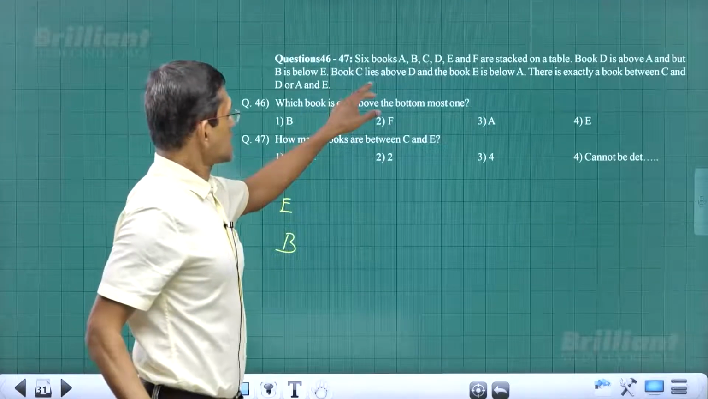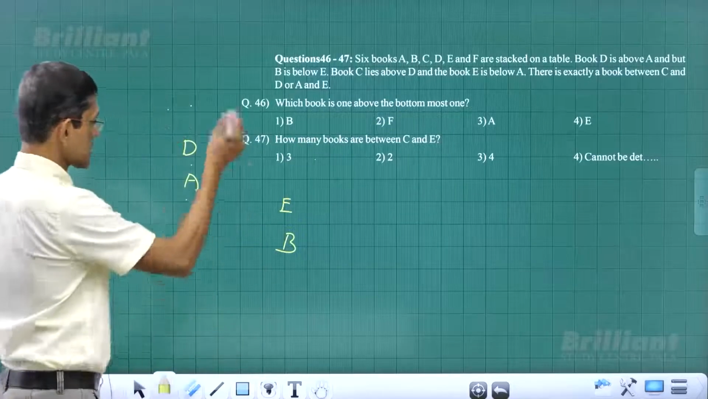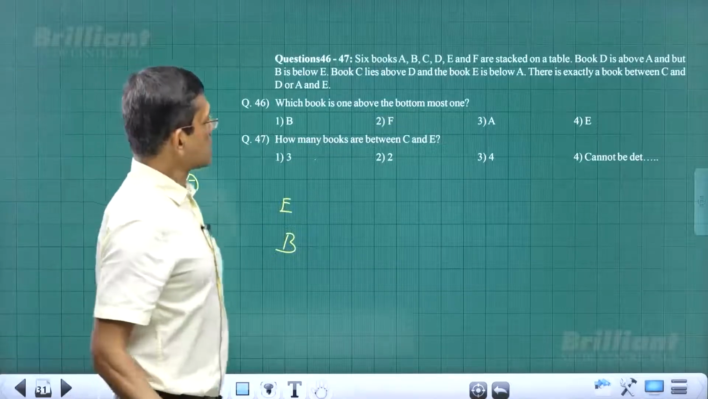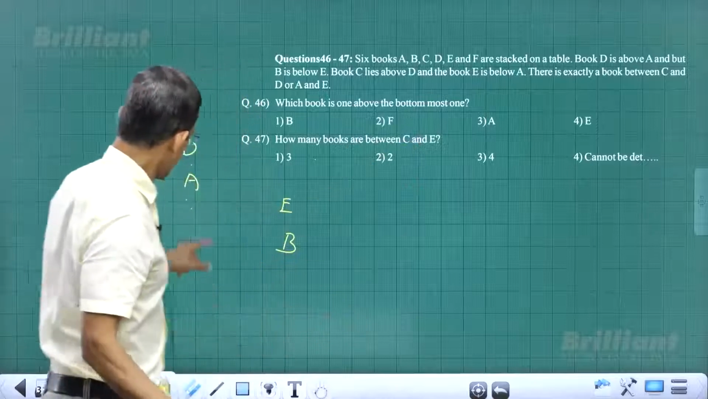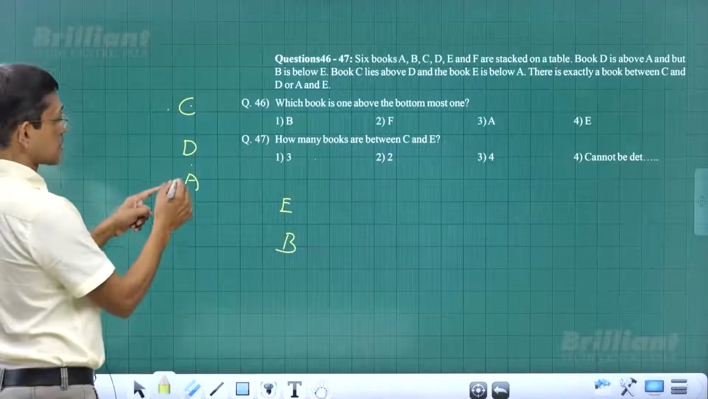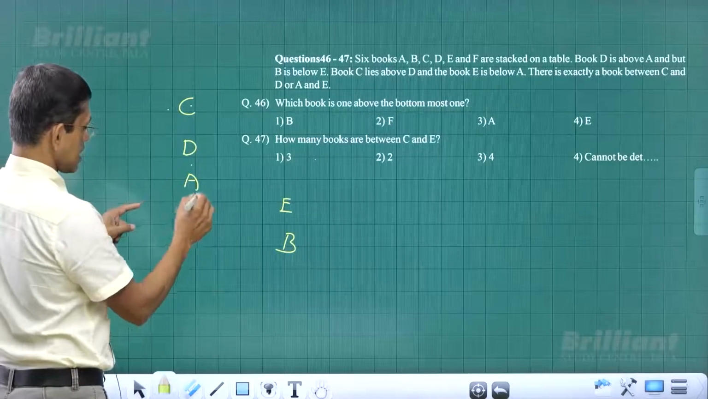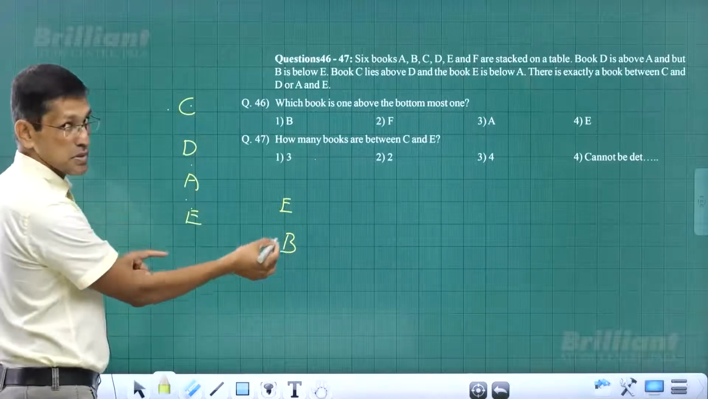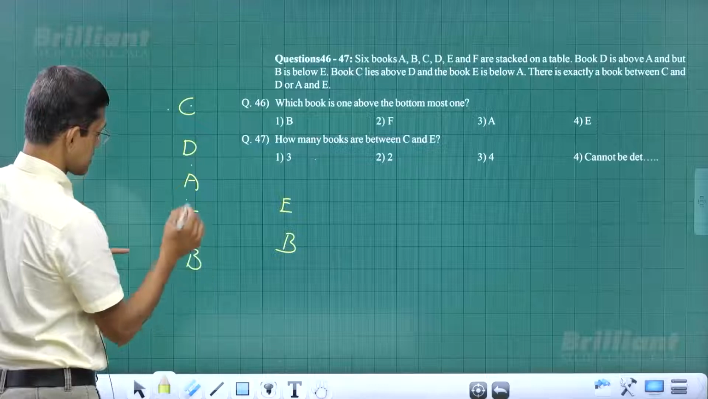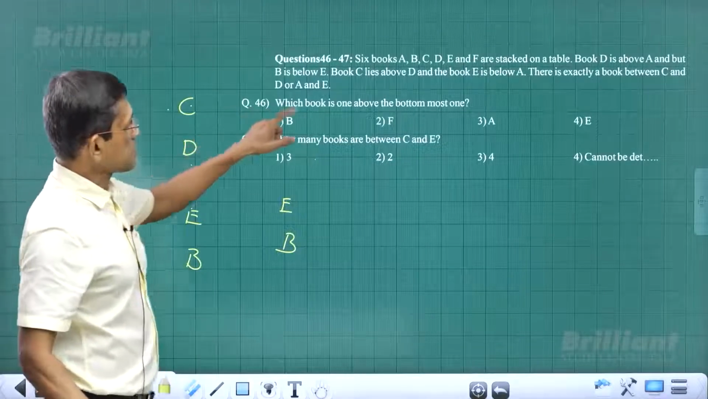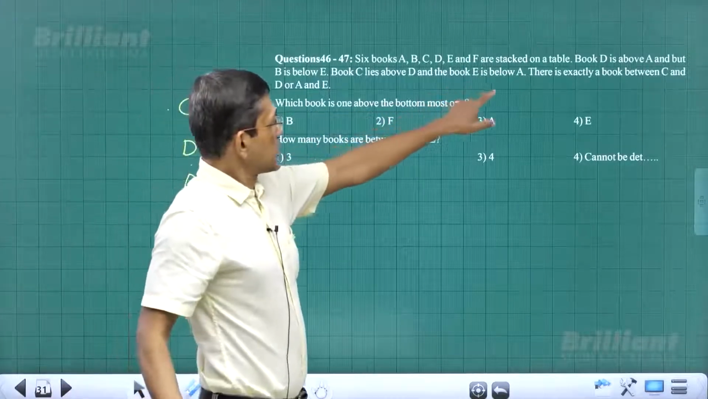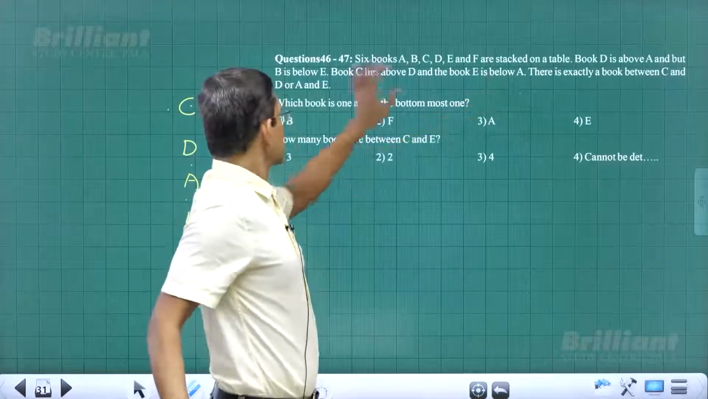Book C lies above D. Okay, so book C is above D, and the book E is below A. Okay, that clarifies. Book E is below A. So A is here, E must be below A, and definitely B must be below E. So B must be here. And the last part of the condition says there is exactly a book between C and D.